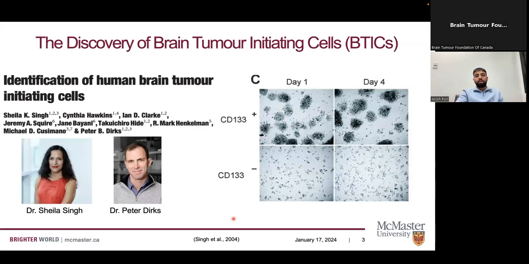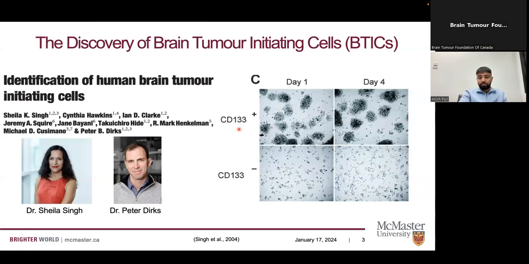So a lot of the work that the Singh Lab does at McMaster is founded on the work that Dr. Singh did during her PhD in the lab of Dr. Peter Dirks. And so they identified a subpopulation of GBM cells called brain tumor initiating cells, and these are known to seed the tumor. And so they identified these brain tumor initiating cells by the presence of a cell surface marker known as CD133. And this is quite important for our work.